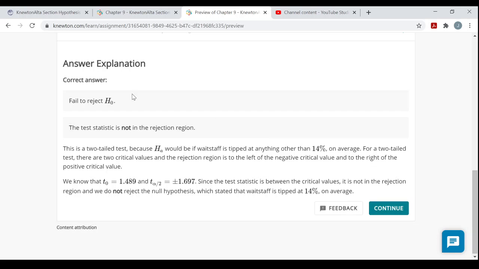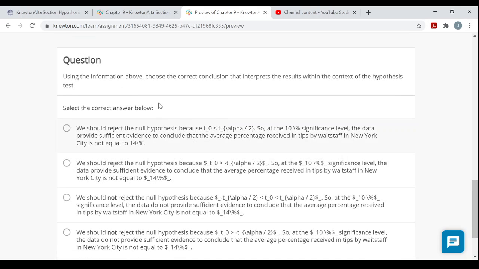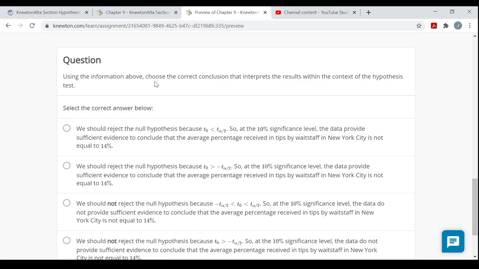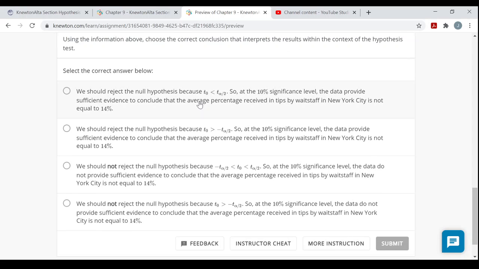So great there. Read your answer explanations, please. And again, using the information above, choose the correct conclusion. Now again, we did not reject the null hypothesis, so it's either one of these. The reason we didn't is because our test statistic was between those two critical values, right? Not in the rejection region. So this is it here, not this third reason.